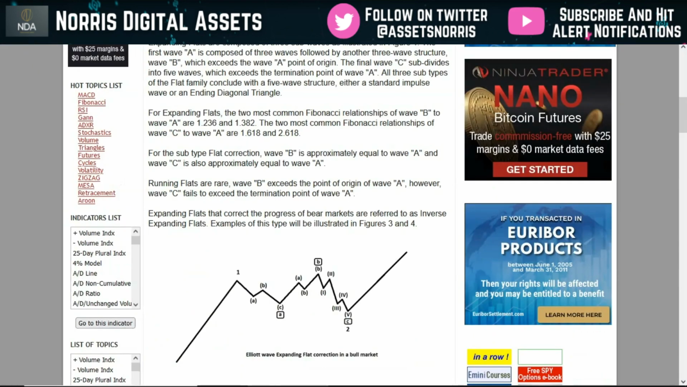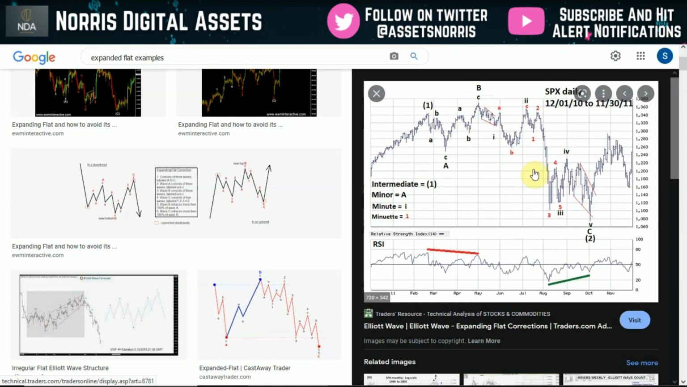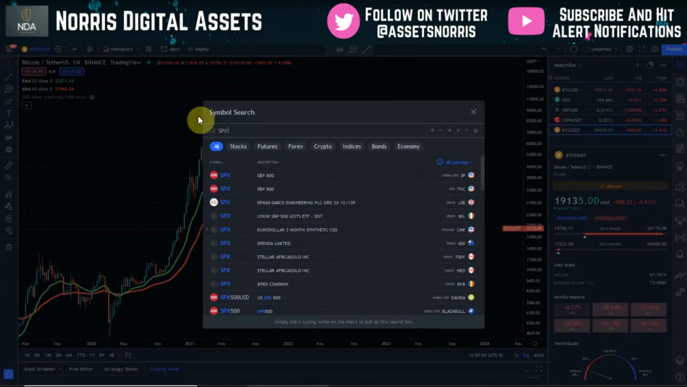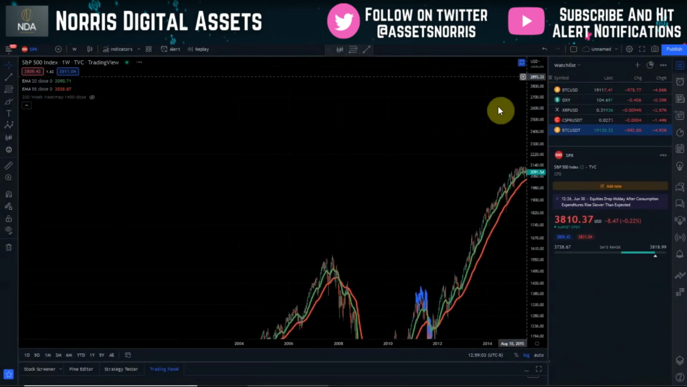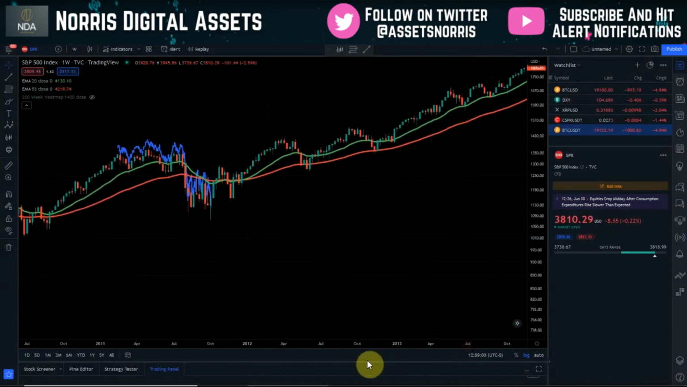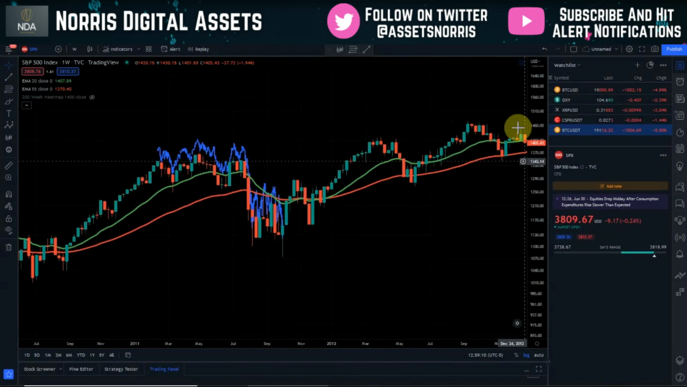Let's take a look here. So the SPX daily, here's the S&P 500. Here's an example of an expanded flat back in 2010, 2011, right here. So I went and found that exact one here, and if I just pull up that, we'll go back to 2010, 2011, and I've copied a fractal. Here it is, and there is the example.